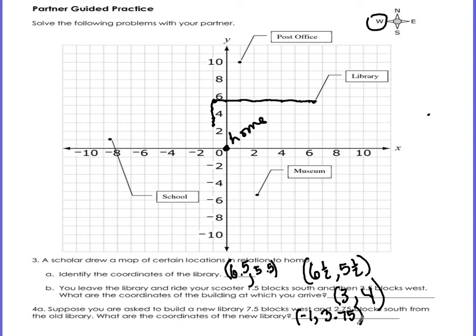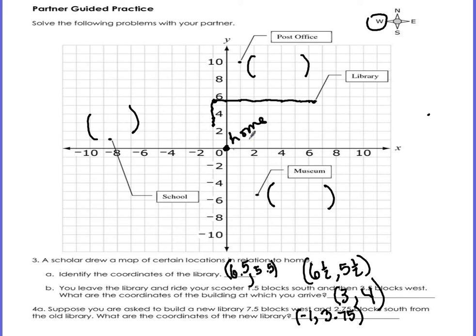This is kind of tough, and we'll be working on it more in the next lesson, but I wanted to introduce you to it. What I'd like you to do is please give me the coordinates of the museum, the post office, and the school. And then I'd also like you to tell me the quadrant. When you come back, we'll check your answers.